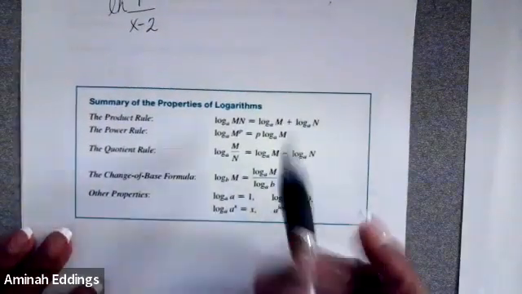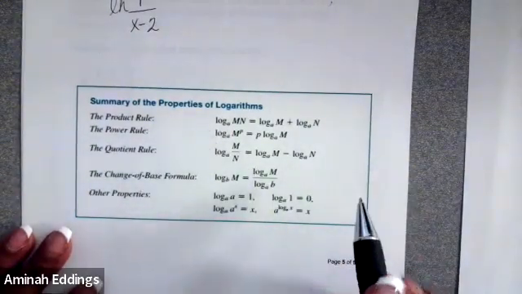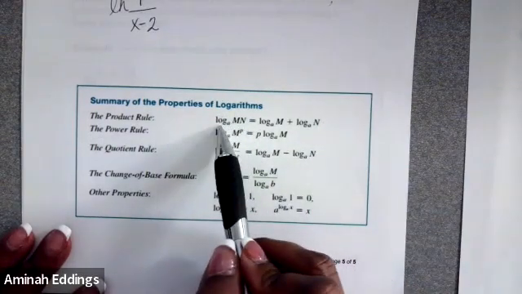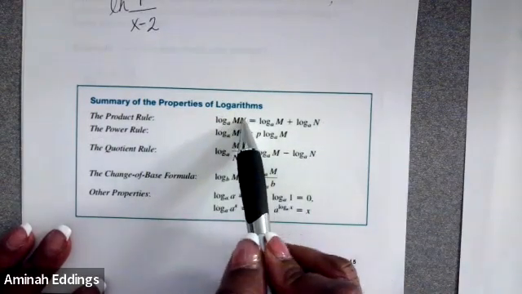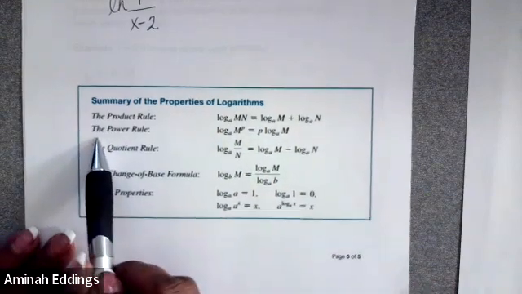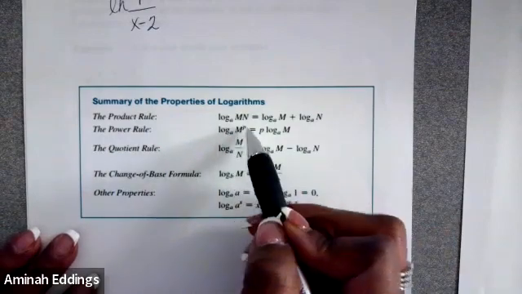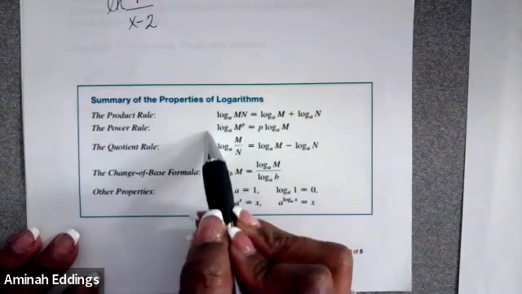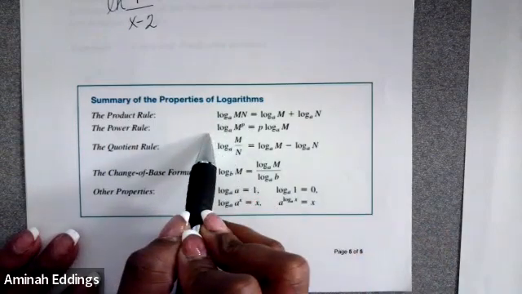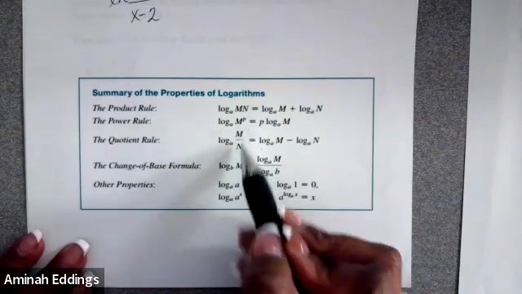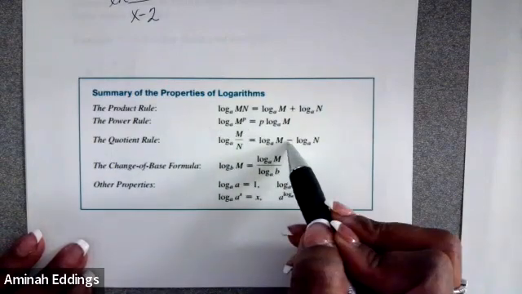At the very bottom, you will see a summary chart of all the properties that we've looked at this week. We have the product rule that says if we have a log with a base and we're multiplying, we can expand out into addition. The power rule says if we're taking the log of something and it has an exponent, we can move that exponent to the front. The quotient rule says if we're taking the log and we're dividing, we can expand out using subtraction.